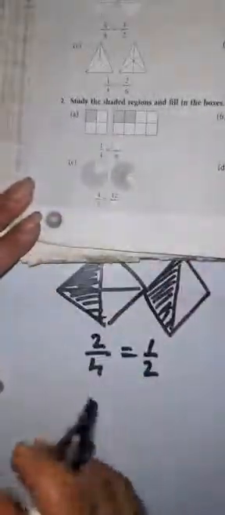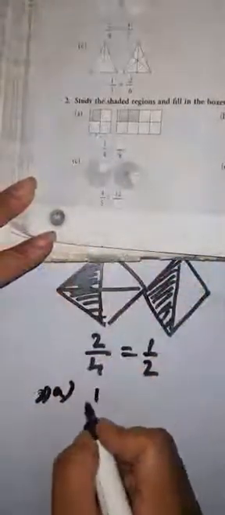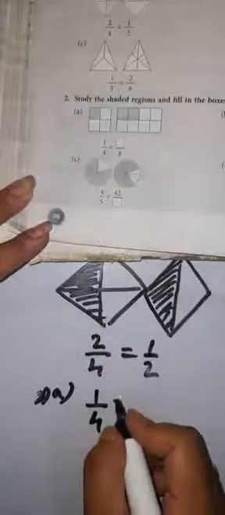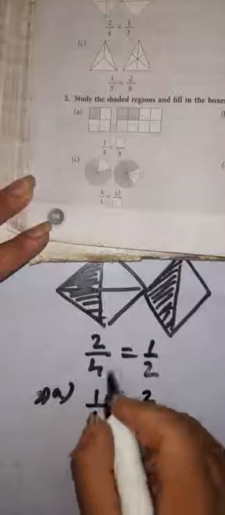Look at question number 2. Study the shaded region and fill in the boxes. Now here, question number 2 part A, what do we have? 1 out of 4, 1 is shaded. Now here 2 out of 1, 2, 3, 4, 5, 6, 7, 8. So this is 2 out of 8. This is 1 out of 4.